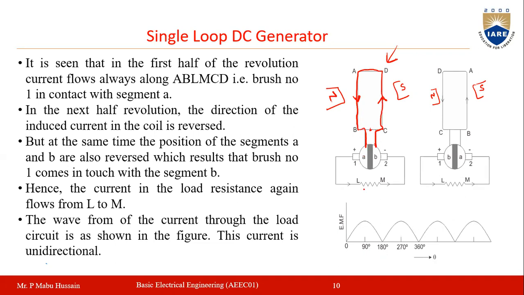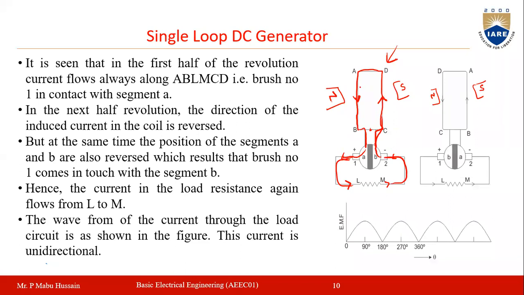Now the current through the load, if you observe, flows like this. Through this commutator and brush it goes to the load and comes back to the negative brush, and then through commutator segment B, so the closed loop is formed. In this direction it is flowing.